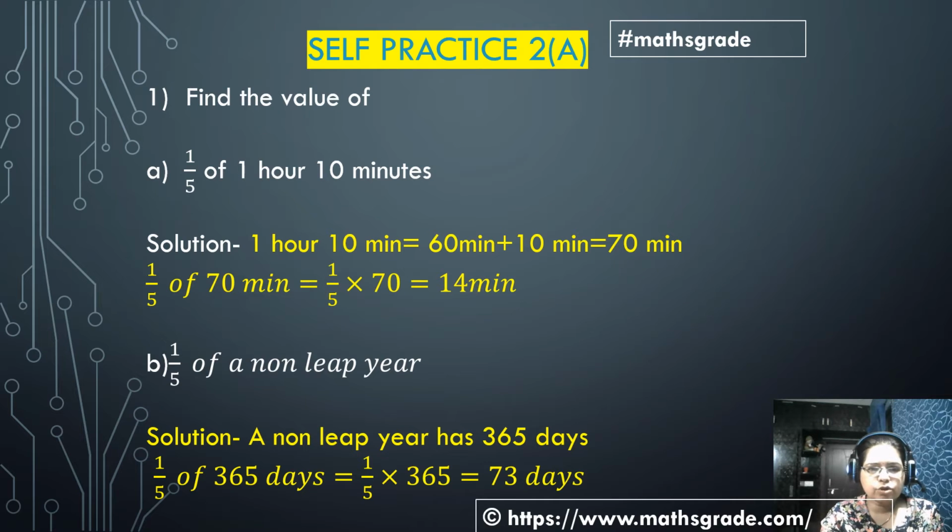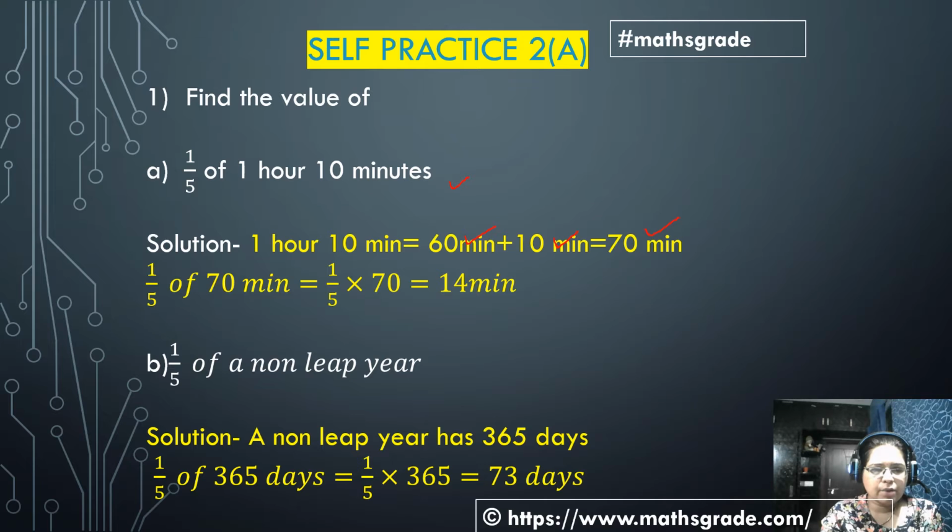Now we will solve question number 1, which is: find the value of first part (a), 1/5 of 1 hour 10 minutes. We know 1 hour is 60 minutes. We have to convert hours to minutes. 1 hour 10 minutes is 60 minutes plus 10 minutes, which is 70 minutes. So 1 hour 10 minutes is 70 minutes.